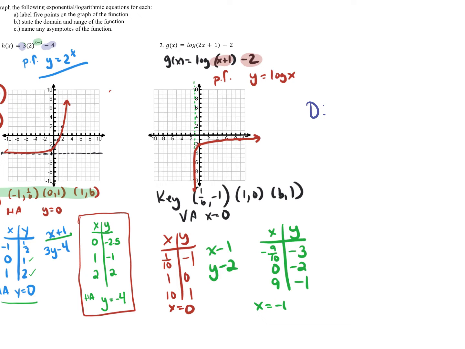So domain, how far left does it go? Well, it's negative 1 to infinity, because remember, it has to always be positive in the log. So x plus 1, which was in our log, means x greater than negative 1. Range for a log is infinite, so it'll be negative infinity to infinity.